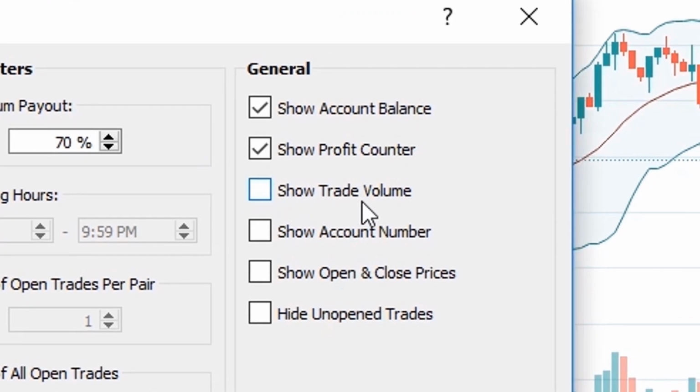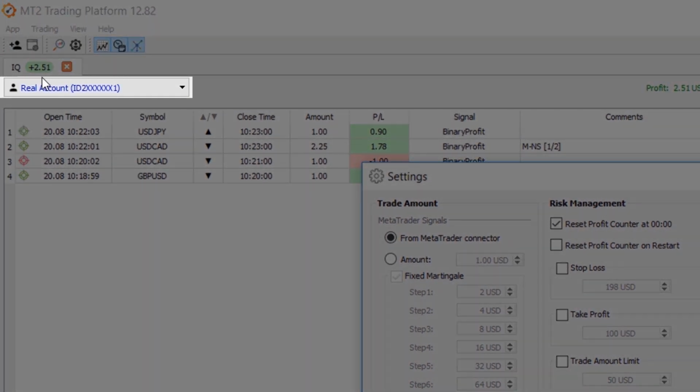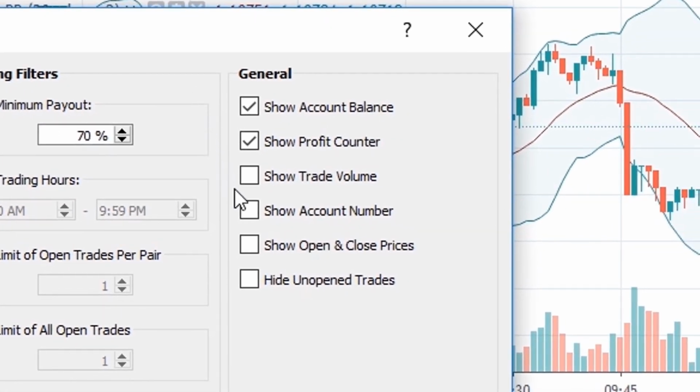Show trade volume. If you enable this option, your platform will display the total volume traded at the time. Show account number. You can also decide whether to show or not your account balance. For privacy reasons, it is recommended to hide this information.